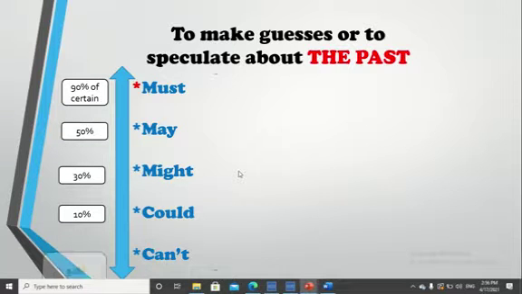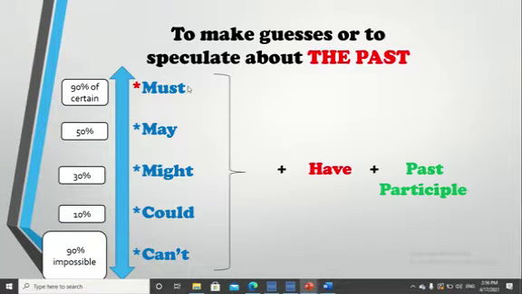Must means something is quite certain. Can't means something is quite impossible. And of course we have may, might, and could. We don't have a difference between these three modals; they are used to express less certain possibilities in the past. Of course, if we are talking about the past, we use have and past participle. When we talk about the present, we usually use these modals with the verb infinitive.